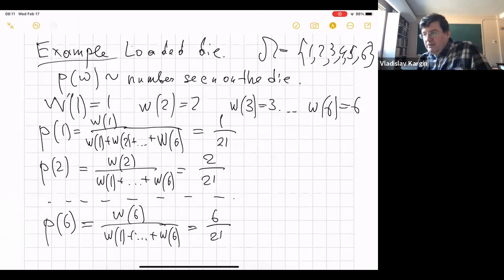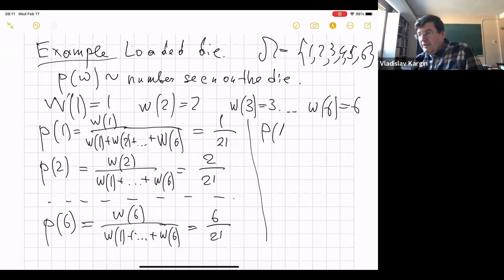6 divided by 21. In this way, you ensure that proportionality holds, and also that the sum of the probabilities is equal to 1. This is a standard trick which is used to define some nice, interesting probability mass functions. Now let us look at the probability of this event A.